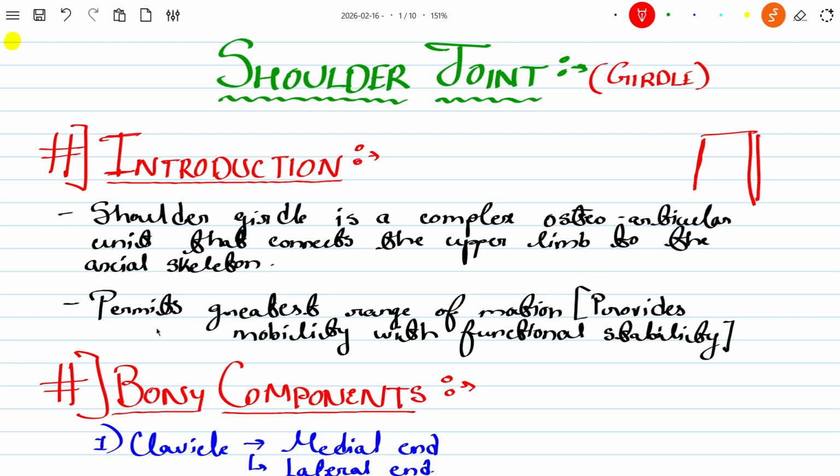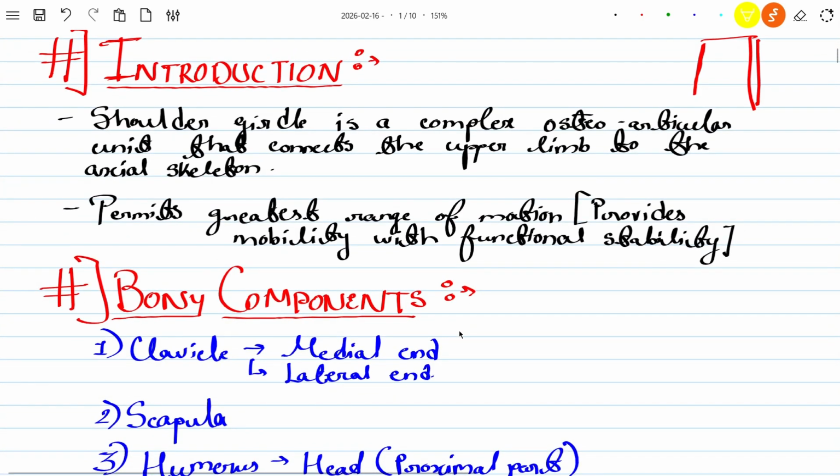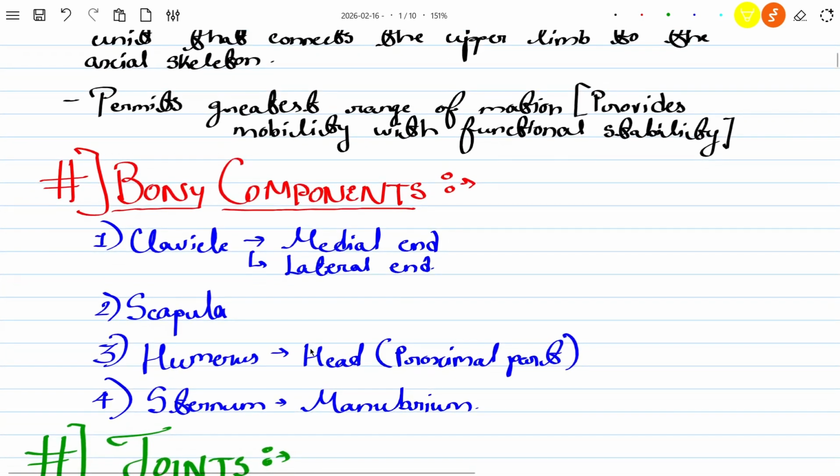Then coming to it, it permits the greatest range of motion. It is a very highly mobile joint, which provides around 0 to 180 degrees of flexion and abduction. So it is a highly mobile joint and functionally it is very stable.